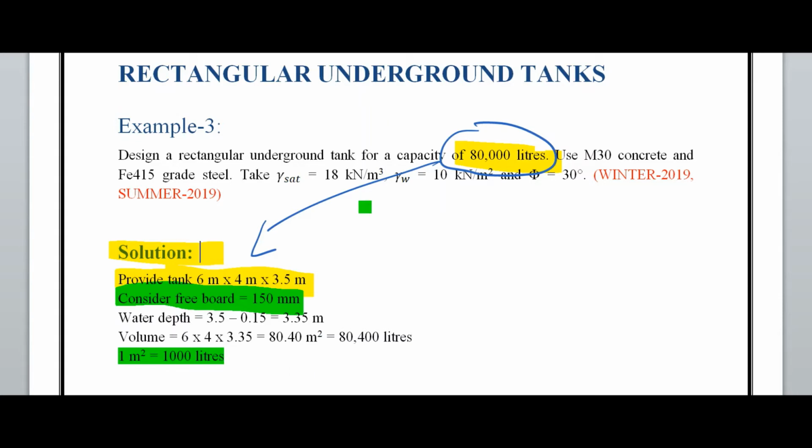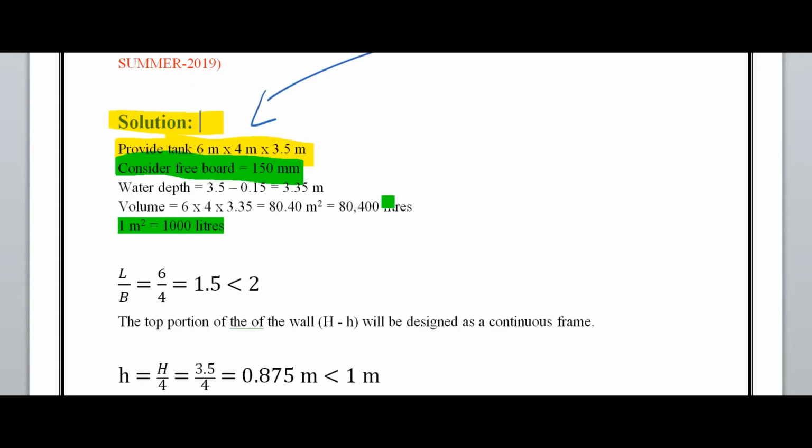By these two assumptions we can say the volume of the water tank is 18.40 meter cube, right? So these are the assumptions. If this capacity is not fulfilled, at that time we have to revise the dimensions of the water tank. But 6 by 4 by 3.5 is enough for the 18,000 liter capacity for the storing of water.